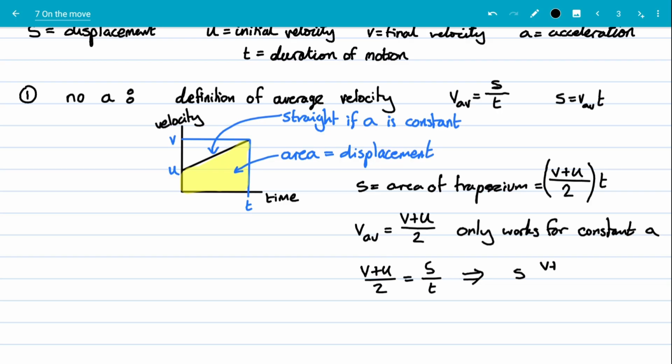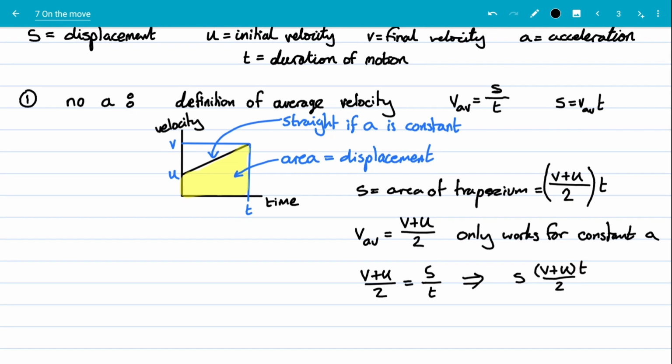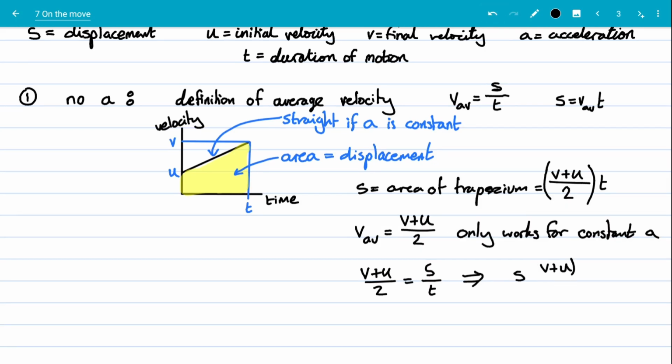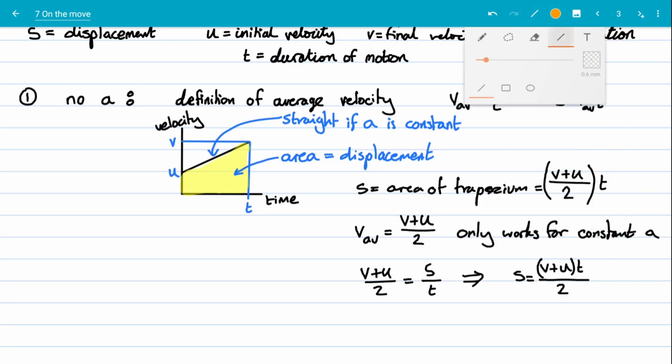So we end up with V plus U over 2, and then we can put some cheeky brackets around this and multiply that by T if we want to. I'm easygoing, it doesn't really matter. That's S equals (V plus U) times T, over 2. And that is the first of what we call the SUVAT equations.